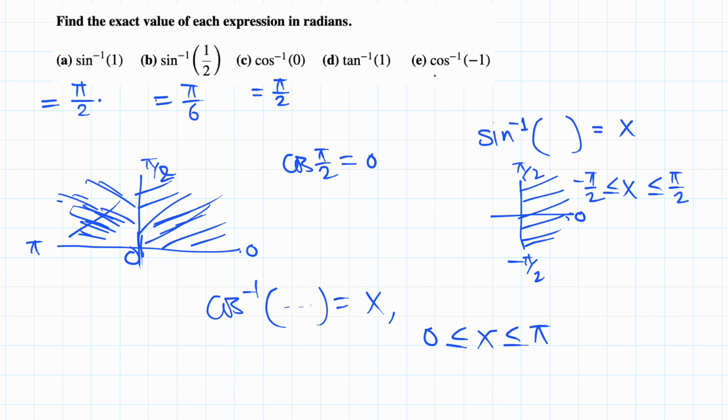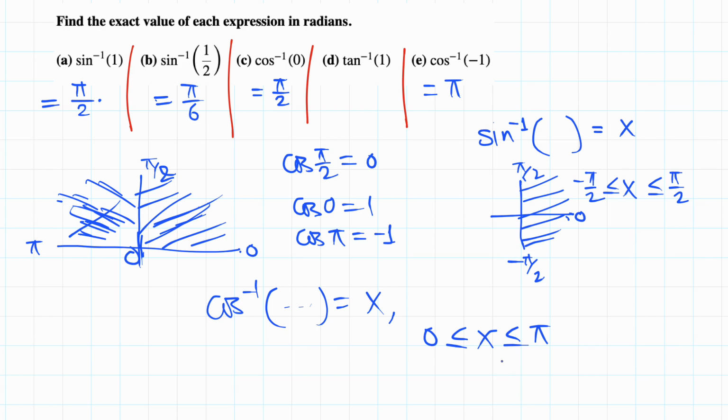Let's do part E first. Cosine inverse of -1. We know that cosine of 0 is 1. Cosine of pi is -1. So cosine inverse of -1 is simply pi. And that pi is in our range, okay? It should be in between 0 and pi, inclusive.